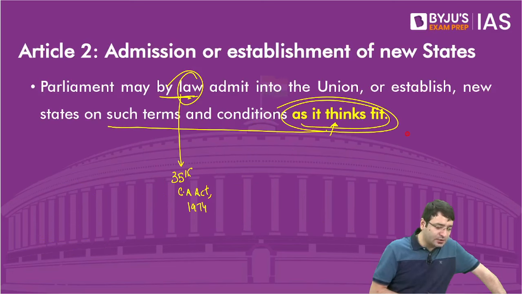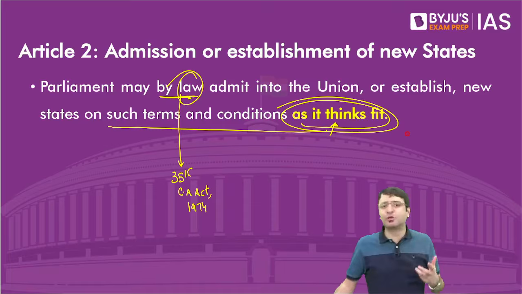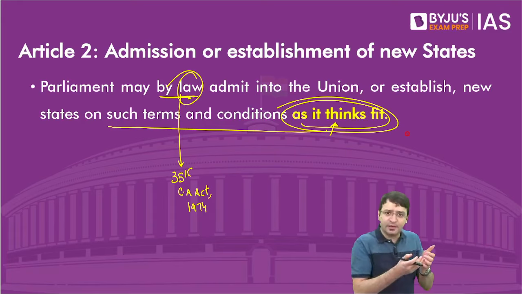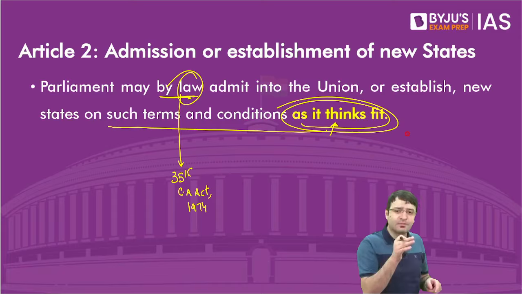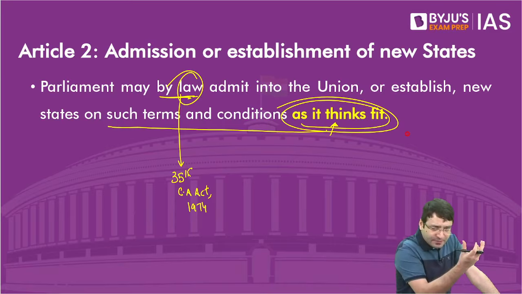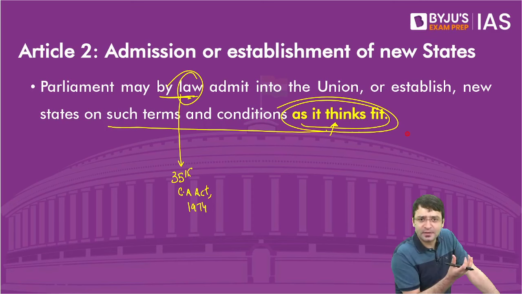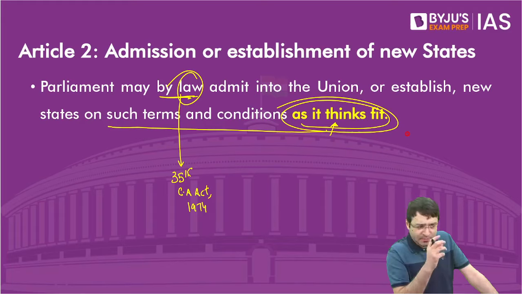Which means Article 2 of the Constitution. Parliament may, by law, what Parliament can do, it can pass a law. And through this law, it can admit into India from outside or establish new states on such terms and conditions as it thinks fit. In 1974, Sikkim was admitted as an associate state. Although Constitution had a provision that either we can have states or union territories or acquired territories, a novelty was introduced. A new thing was introduced when Sikkim was made an associate state.